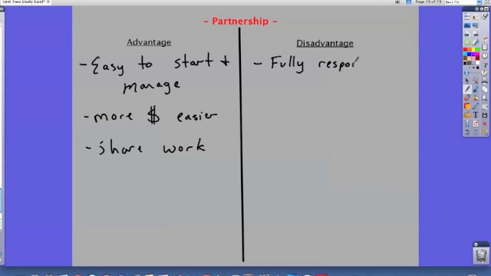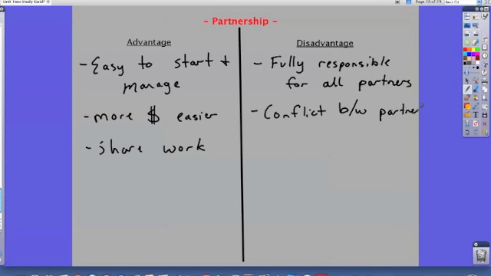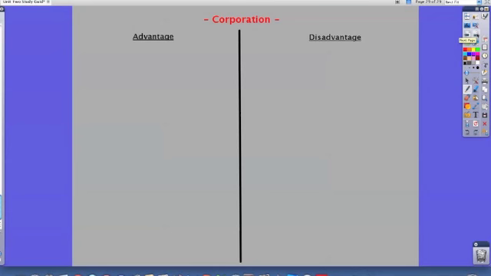The disadvantage is you are fully responsible for your partner, or all partners in fact. Just like when you're doing group work, if one person doesn't do anything and you get a bad grade, you get the bad grade as well because you're responsible for them. You have to always be looking out for them. Now, this is why they have the phrase, never start a business on friendship, because businesses can put stress on friendships. The reason is because you can have conflict between partners. So these are the big things with partnership. Like I said, we're not going to focus a lot on partnerships because it's very rare you find a partnership.